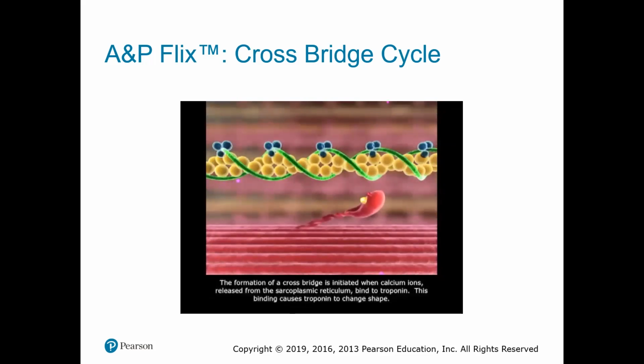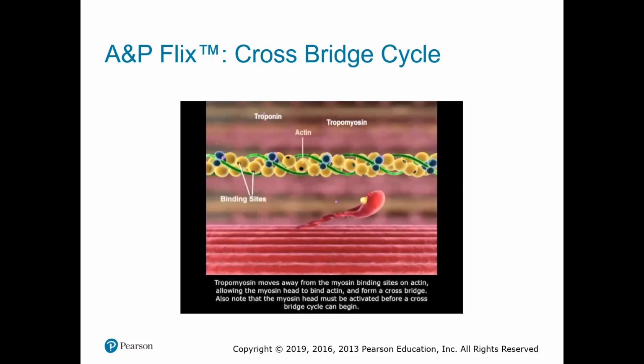The formation of a cross bridge is initiated when calcium ions released from the sarcoplasmic reticulum bind to troponin. This binding causes troponin to change shape. Tropomyosin moves away from the myosin binding sites on actin, allowing the myosin head to bind actin and form a cross bridge.